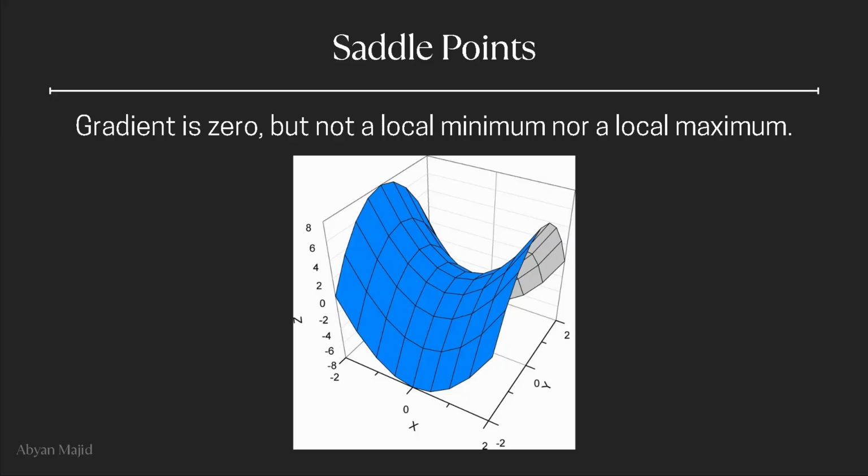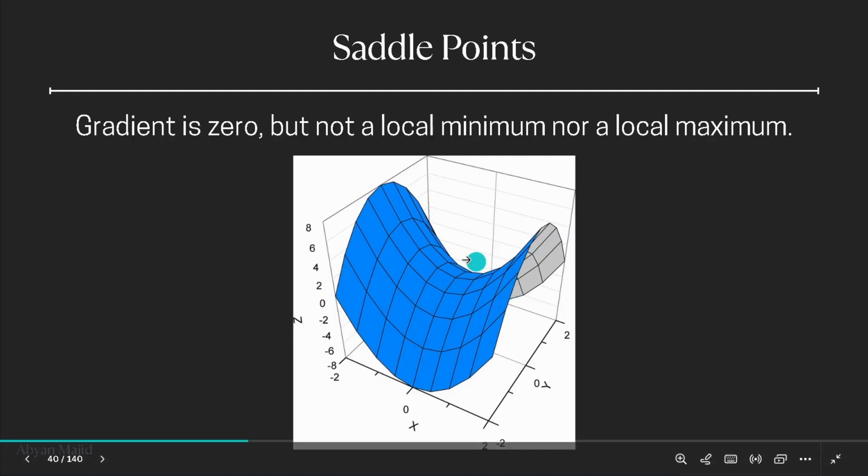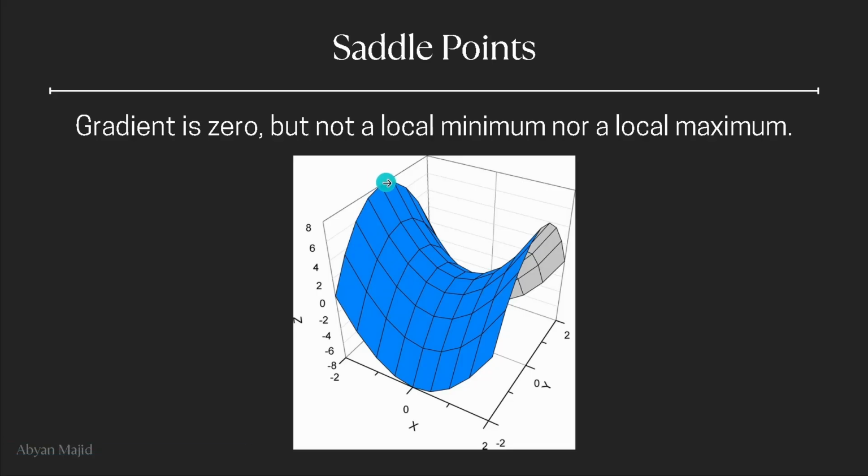Now, another problem is saddle points. So this is a point over here where the gradient is 0, but it's neither a local minimum nor a local maximum. It's a local minimum in one direction, this direction, and it's a local maximum in the other direction, this direction. So your algorithm might start here, and then go down and down and down, and then be stuck in here, thinking it's a minimum point, but it's actually not. It's just a saddle point.